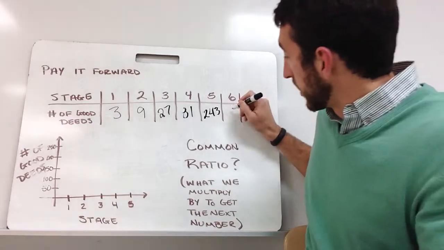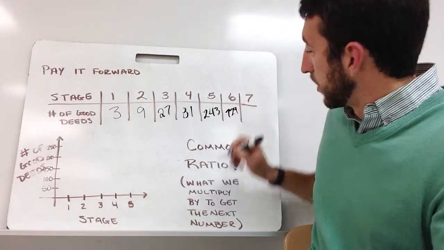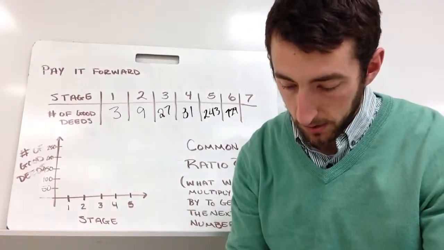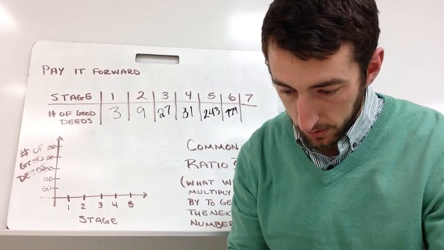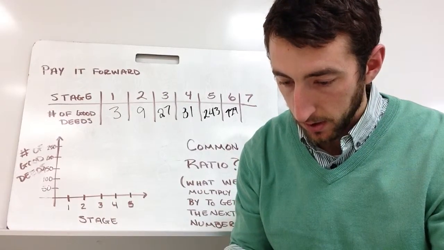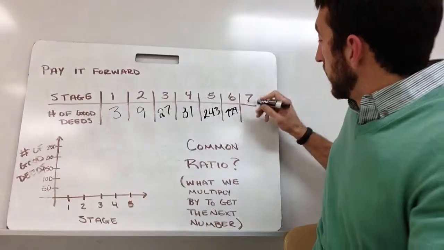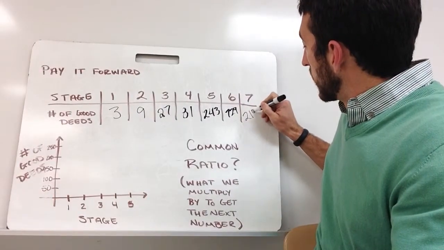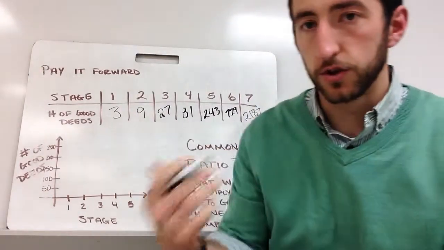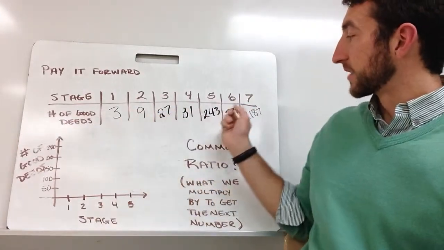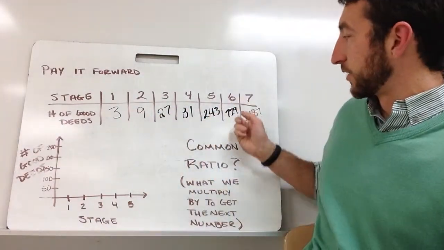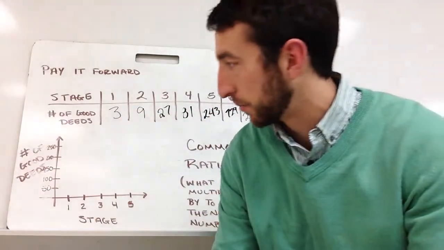729, and then 2187. So as you notice, it starts getting pretty big pretty fast. Even after the 7th stage, we're getting 2,187 people.